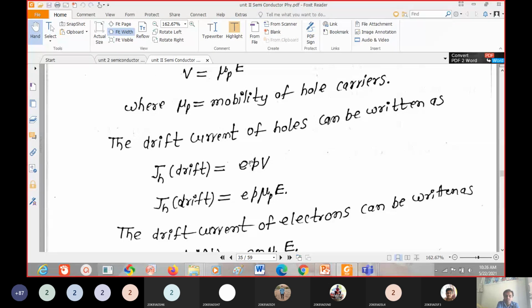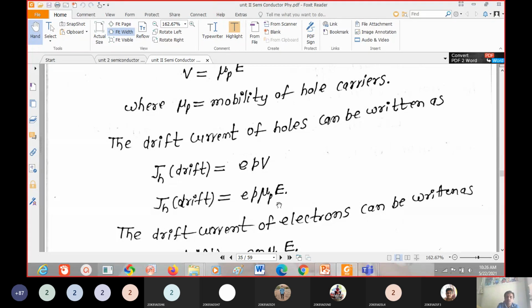Already we know the formula for the velocity of the hole: V is equal to mu into E. Therefore, the drift current density of the holes is equal to e into p into mu P into E. This is the drift current density.